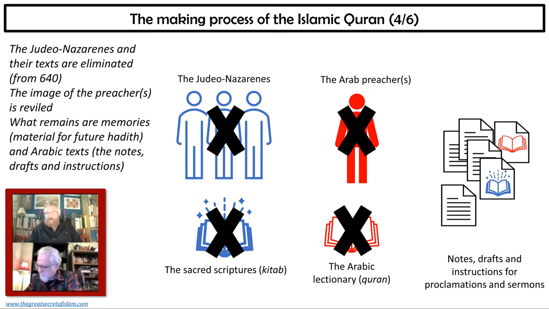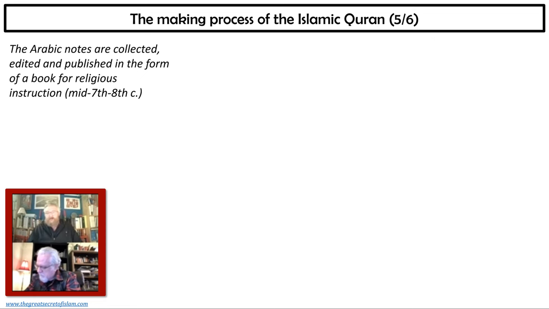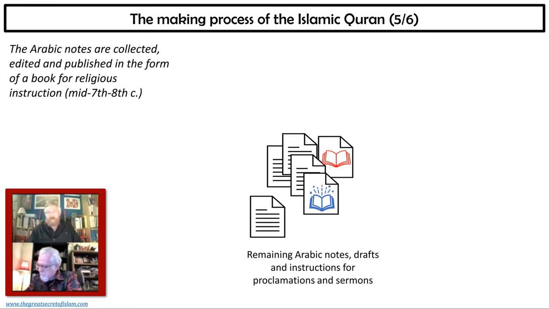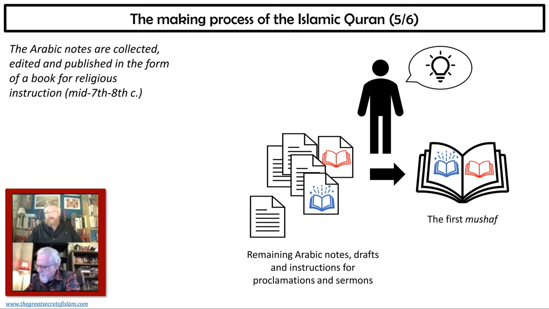And what remained then? What remained were the Arabic notes and instructions for the proclamations and the sermons. Those were the only Arabic texts that remained. And then someone, a caliph, or I don't know who exactly, had the idea to gather all those Arabic notes and instructions and to make a book out of it. And he made the first Arabic mushaf, the first Arabic book. It was not the Quran yet, not the Islamic Quran yet. It was a religious book in Arabic that was a sort of symbol for the Arab leaders of this time, a symbol that they also had religious writings, that they were also legitimate like the Christians and the Jews who already had religious writings.